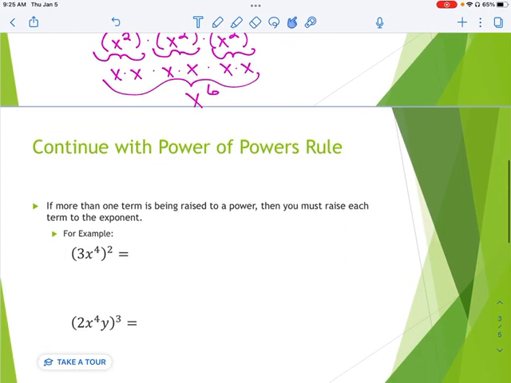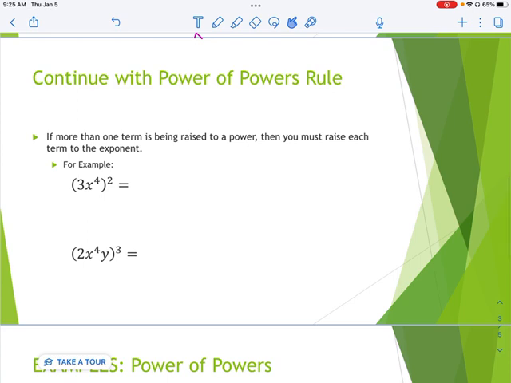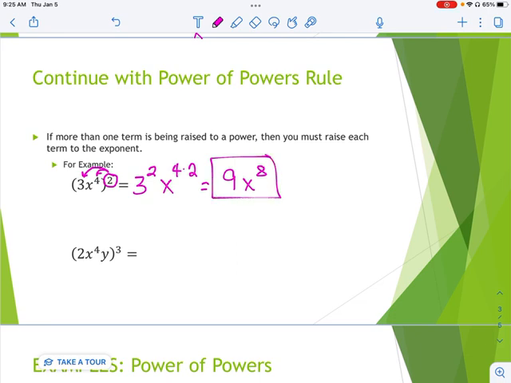Okay. Now, the other thing that we have to realize is if there is more than one term being raised to a power, then you must raise each term to that exponent. So what that means is we're going to take this 2 and it's going to go to both the 3 and to the 4. So what it becomes is 3 squared, x to the 4 times 2. So 3 squared is 9, x to the 4 times 2 would be x to the 8th. Okay, let's try it down here.